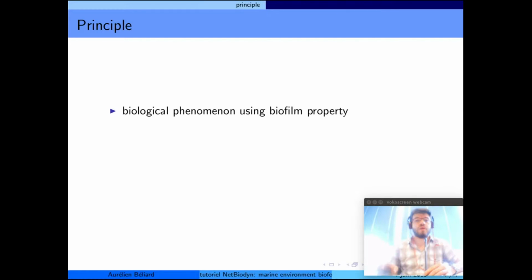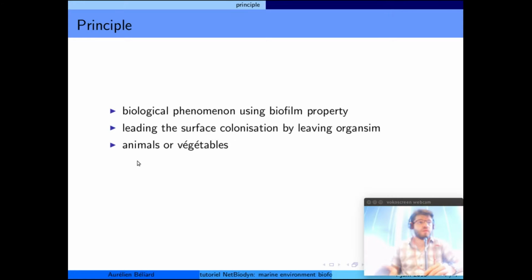Biofouling is a biological phenomenon using biofilm property. It makes possible the surface colonization by living organisms, microscopic or macroscopic. 25,000 species, animal or vegetables, able to colonize the Earth have been identified.